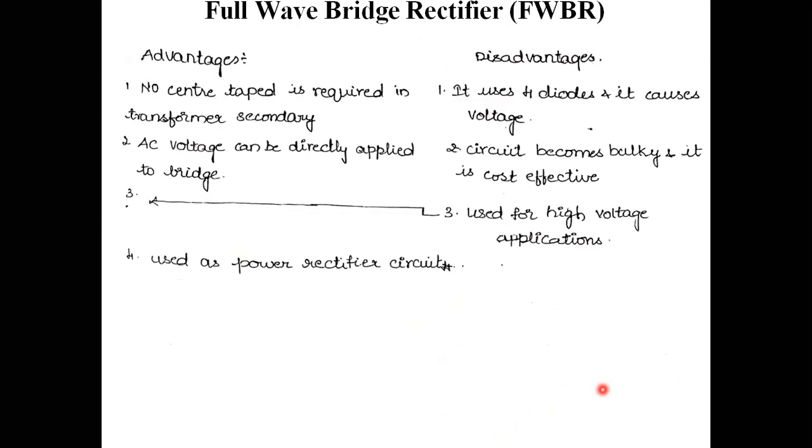No center tap is required in the transformer secondary. That is the first advantage. And the second one is that AC voltage can be applied directly to the bridge circuit.